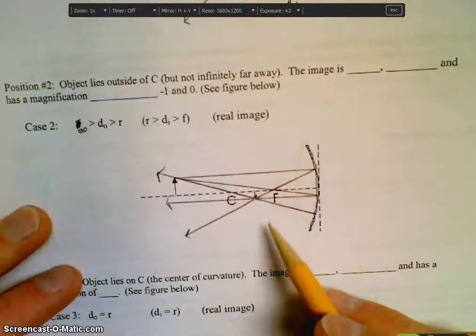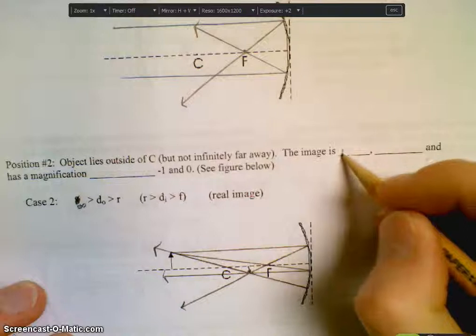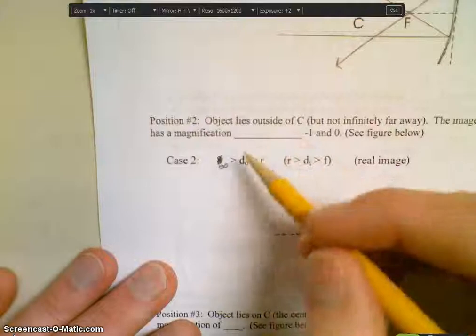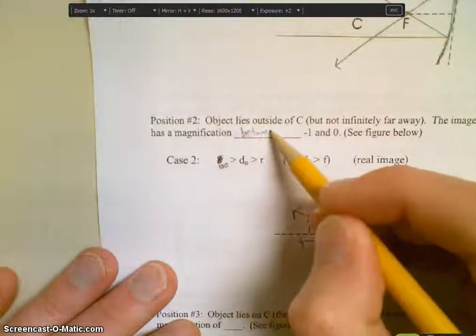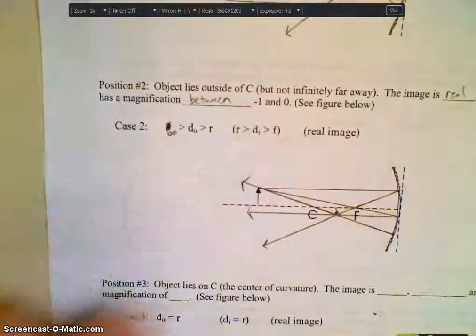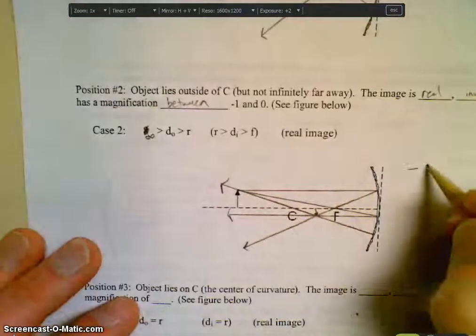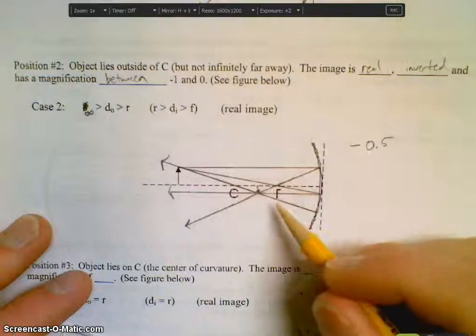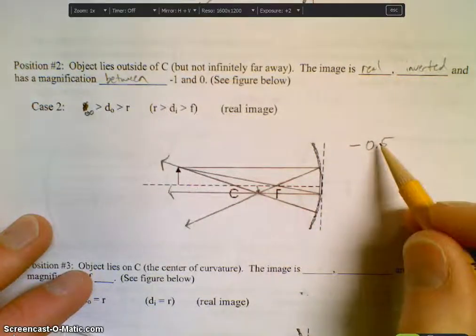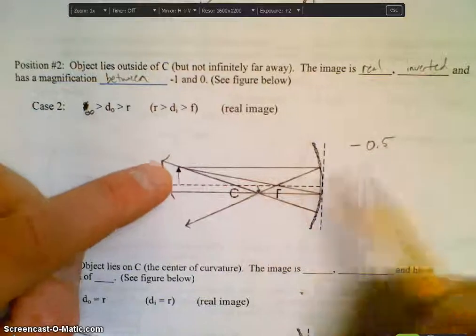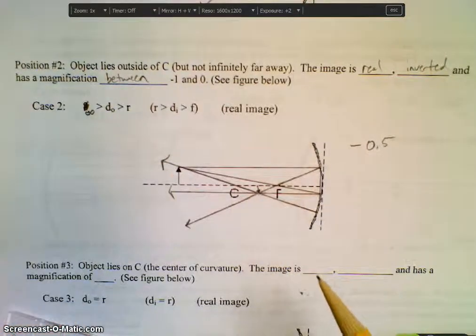Okay, so what do we notice about the image? Well, it's real, it's inverted, and has a magnification between -1 and 0. So an example of a number that's between -1 and 0 would be like -0.5. What does this mean? The negative means it's inverted, and the 0.5 means that it's half the size of the original, so it's smaller. So it's going to be inverted and smaller than the original object, and that's what we get.